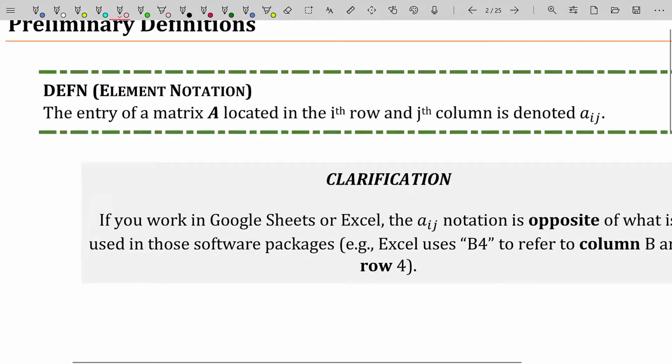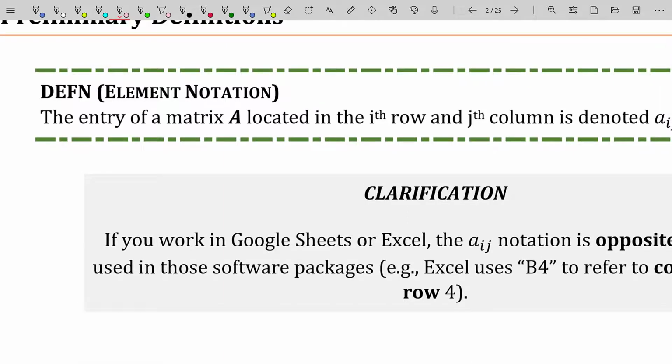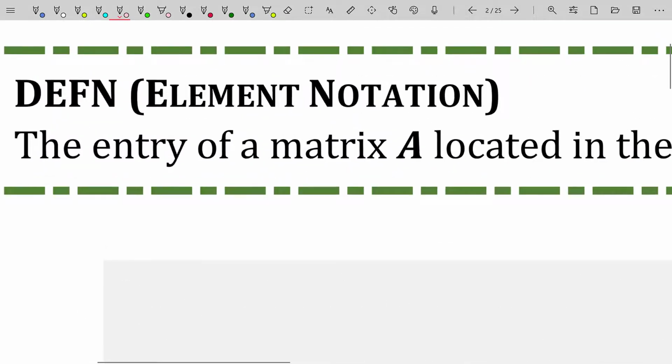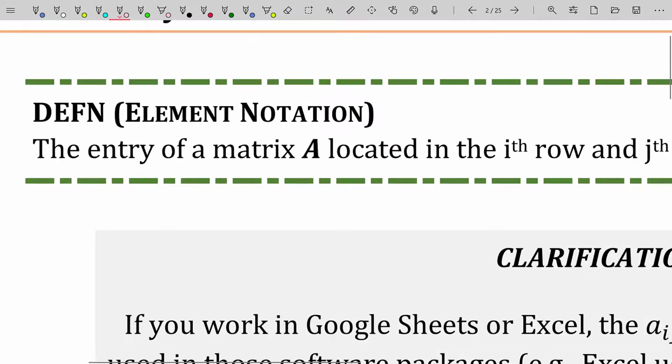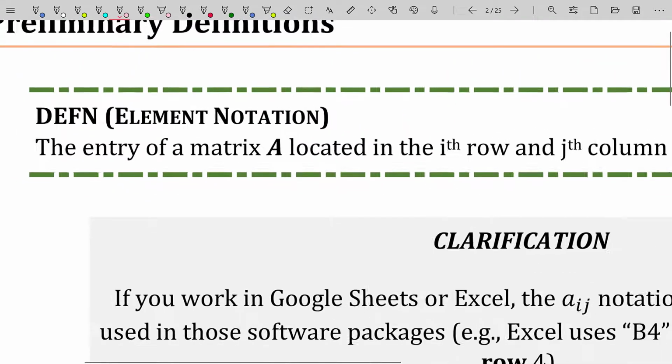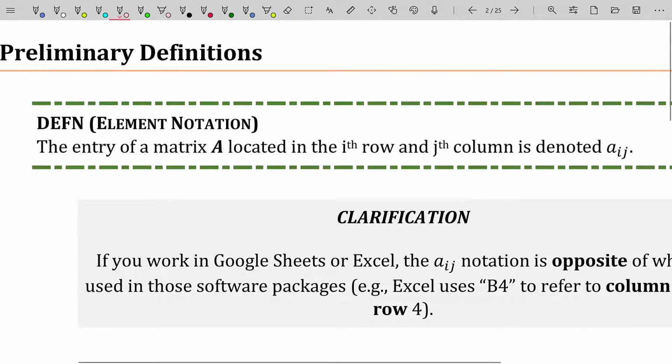First of all, when we speak of matrices, we're going to use something called element notation. So we're going to talk about the elements of a matrix, and we all just have to agree on some type of way to talk about the objects or the ordering of a matrix or the entries of a matrix. So that would be element notation. The entry of a matrix A, located in the ith row and jth column, is denoted by A sub ij.